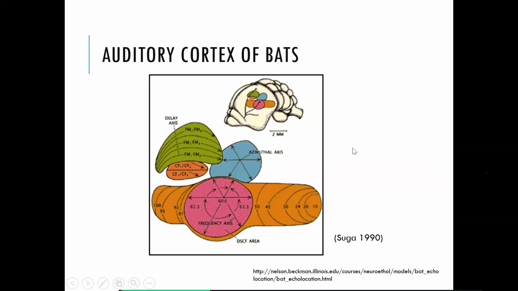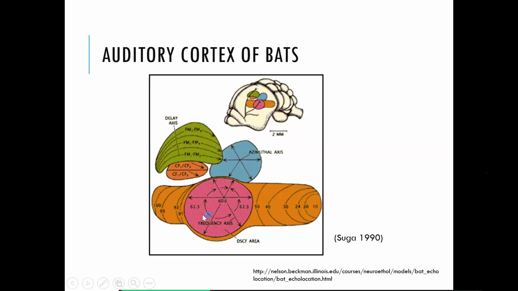Another example of this kind of frequency map is the primary auditory cortex. A lot of work has been done on the primary auditory cortex of bats, and this picture is from a paper by Nobuo Suga, a Japanese researcher who has done a lot of work on bat auditory cortex. Bats navigate by echolocation. They send out sounds, and from the return signals they find out how far a given target is, or the relative velocity between the target and itself, and so on.